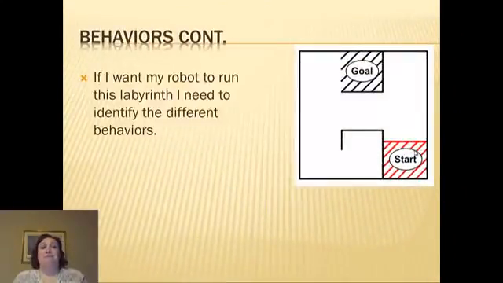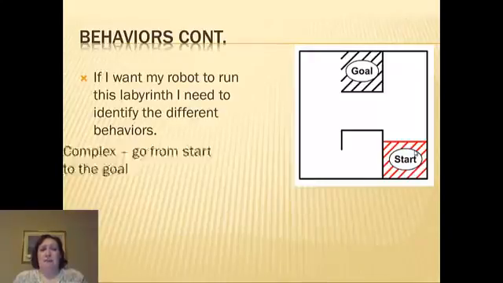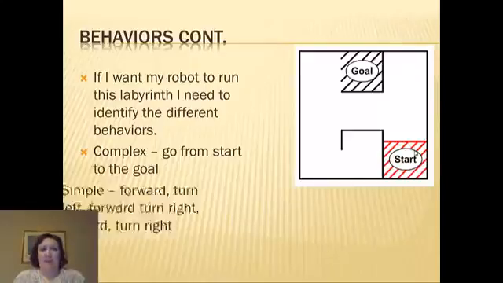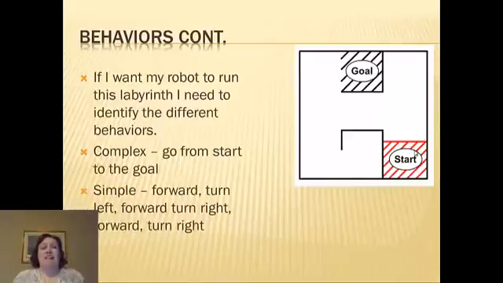So I want my robot to run this little labyrinth. I need to identify the different behaviors. First thing, complex, go from the start to the goal. Complex. I want you to go down 20 feet down this hallway as fast as humanly possible. Those are complex behavior. Simple would be forward, turn left, forward, turn right again to go into the goal, right? Those would be the things I would actually type in my pseudocode.